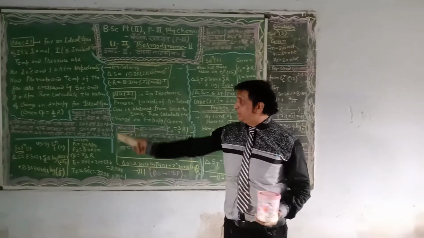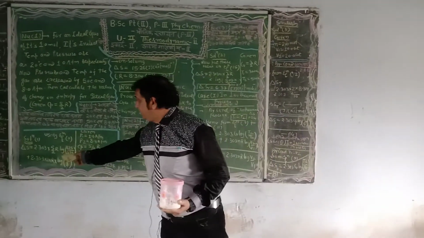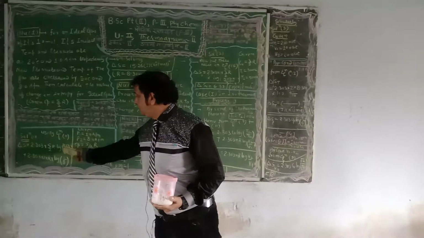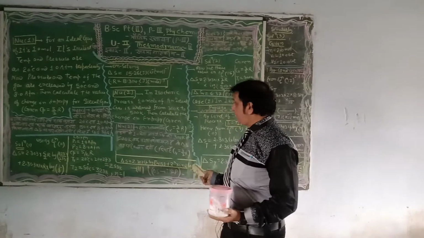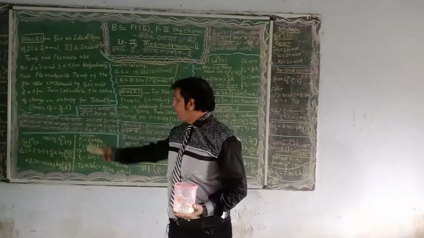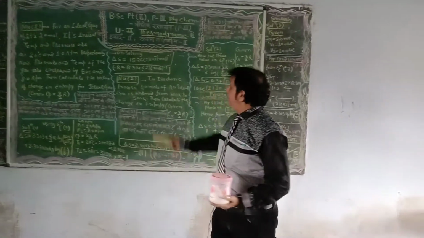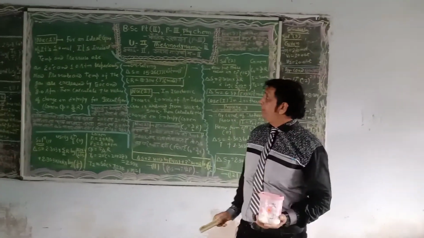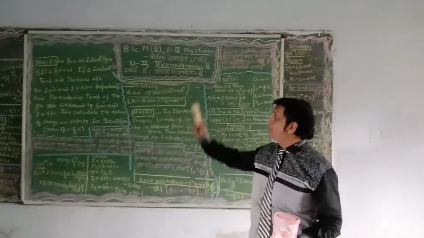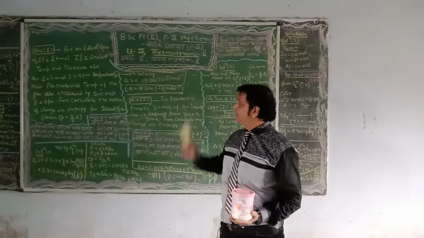Cp is equal to 5 upon 2R, times log T2 upon T1, that is log 323 upon 293, and next log P1 upon P2, where P1 is 1.0 atm and P2 is 8 atm. On solving, ΔS is equal to 15.26 joule per Kelvin per mole, where R is equal to 8.314 joule per mole per Kelvin.